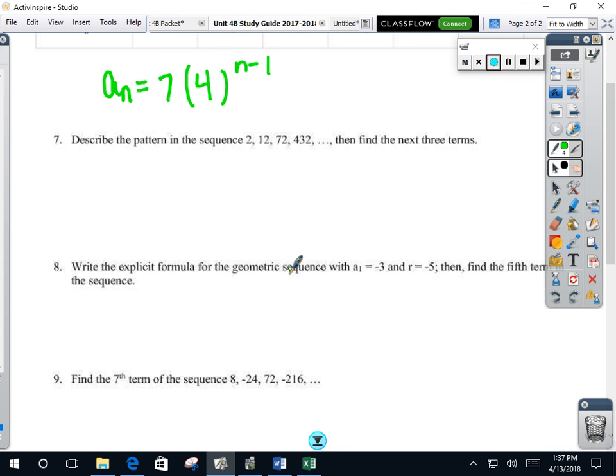Number 7, describe the pattern in this sequence. 2, 12, 72, 432. Then find the next 3 terms. Okay, what's the pattern? Right, they are multiplying by 6. And so the next term would be what?